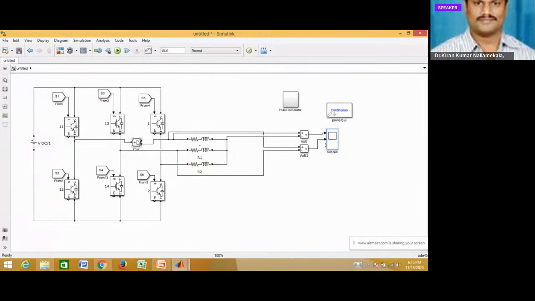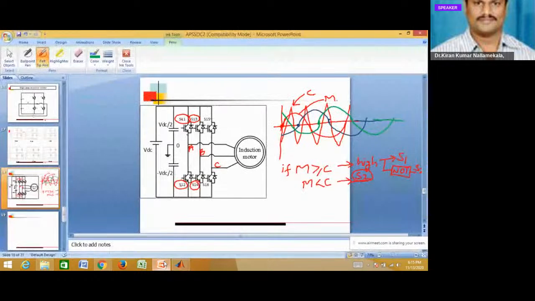Now I'll give this current to the third channel. Till now we have seen power circuit elements and measuring elements. Now we are going to see control circuit elements or signal elements. What I told you here, we need three sine waves, one sine wave and one triangular wave for each phase.